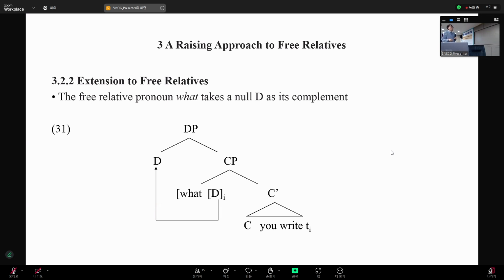Okay, I propose that what can take null N as its complement, and what null N undergoes relativization, and D is extracted out of the phrase, and then projects a label in the landing site. Now this is how DP is generated. So the reason that what you like can be DP is that what takes null N as its complement.